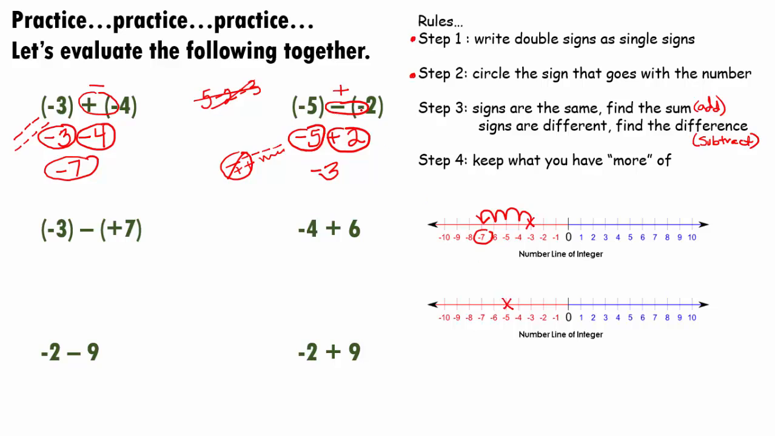Subtracting a negative is the same as adding a positive. So subtracting a negative, I move right. I move right 2 places. Hey, it works, -3. Let's try the next one.